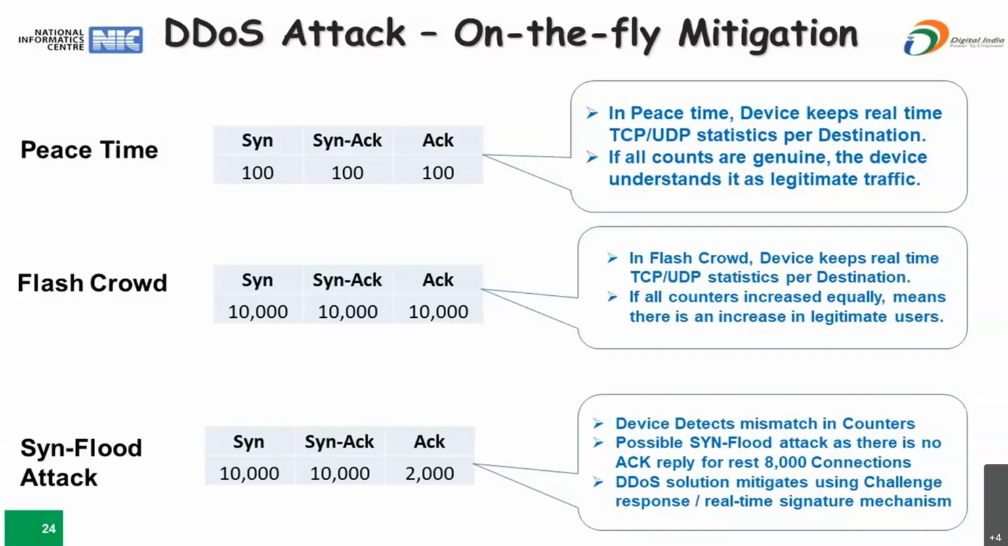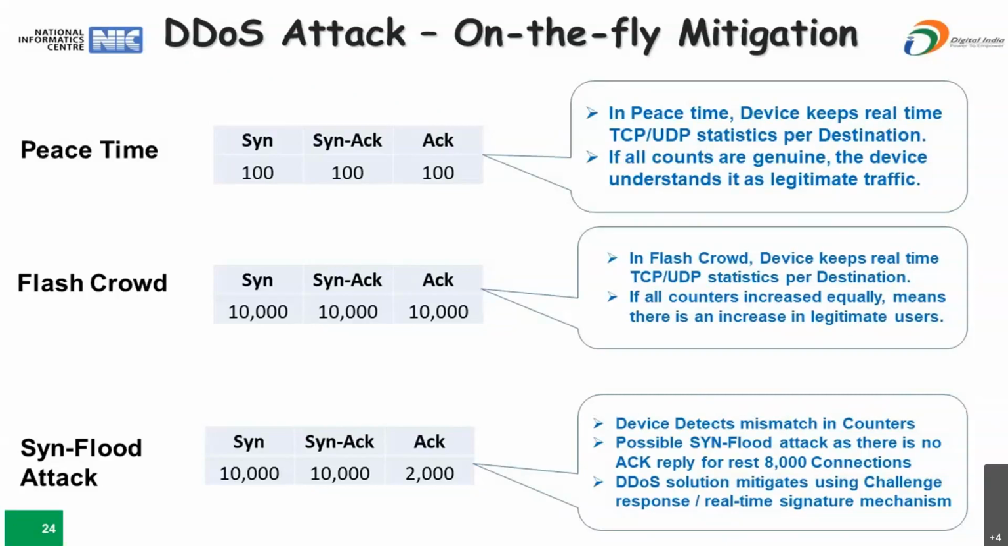Other is flash crowd. In flash crowd, the device keeps real-time TCP UDP statistics for the destination. Here the counts are increasing rapidly, but all counts are the same. SYN packets are 10,000. SYN ACK packets are 10,000. ACK acknowledgement packets are also 10,000. So all counts are the same. So here the receiver thinks that all counters increasing equally means there is an increase in legitimate users.